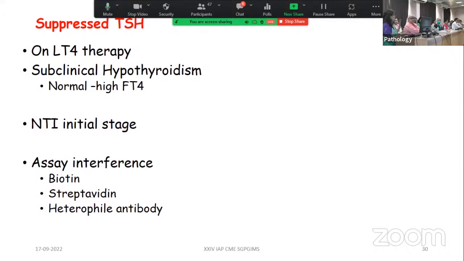When you give exogenous levothyroxine therapy to a patient who is primary hypothyroid or has secondary hypothyroidism, you can't give the thyroxine in a way that the body titrates the levels of thyroxine and TSH. So exogenously administered thyroxine will always lead to a high normal or high T3, T4 and a suppressed TSH.